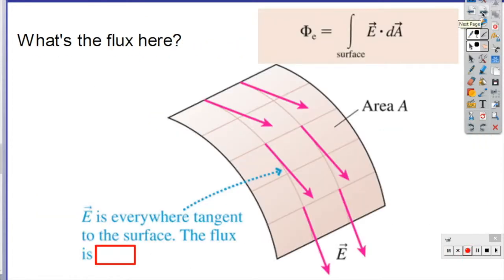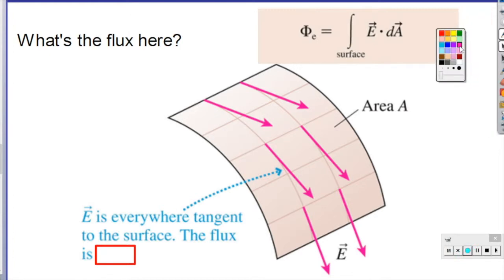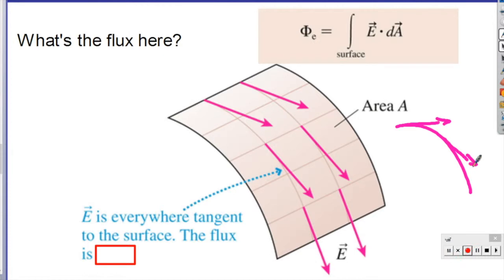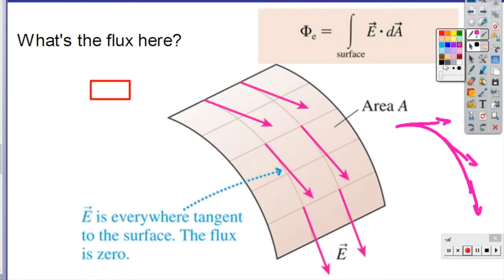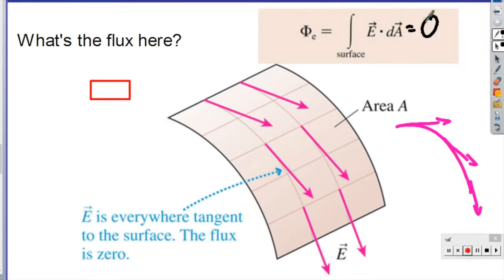Here's a case where we have our electric field everywhere being perfectly tangent to our surface, perfectly parallel to our surface. Well, in this case, how much of that arrow is actually going through our surface? And the answer is, well, none of it. It's always perfectly tangent to our surface. So none of those arrows actually go through, and as a result, the flux there is zero. So the net result of our whole complicated surface integral, whatever it would be, would just give us a big fat zero.